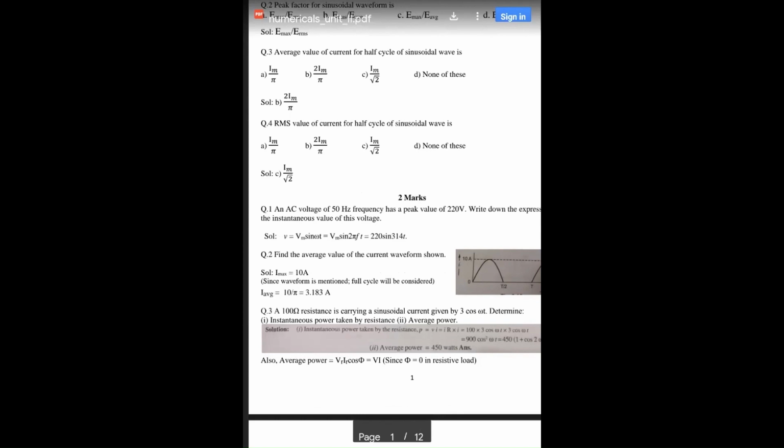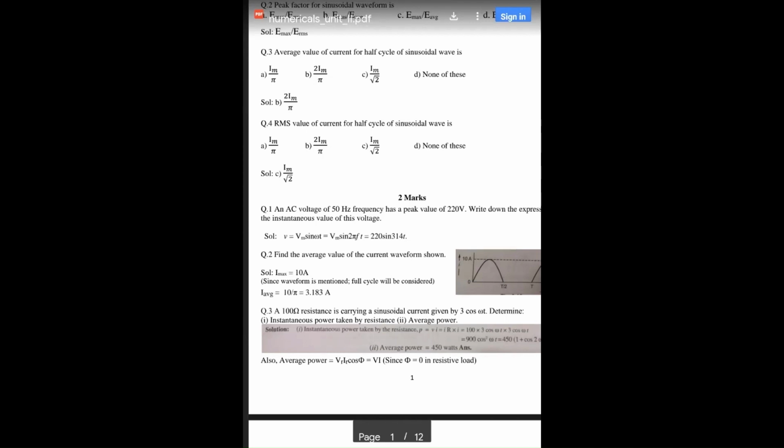which are asked in the 1 marks questions, but the questions can be of the form that Im is given. Suppose Im is given as 2 root 2 amperes, then calculate the RMS value. If the maximum value Im is given as 2 root 2, then you should be in position to apply the formula Im by root 2 to get the desired result, and identify it from the options given.